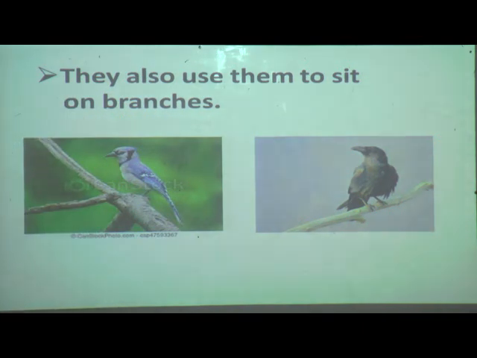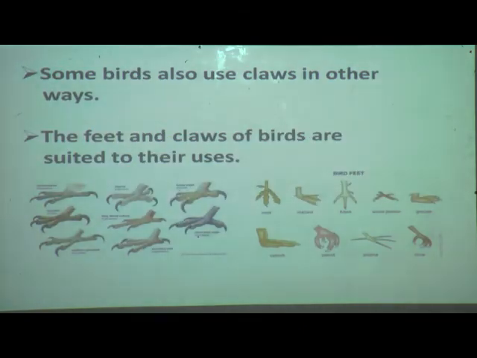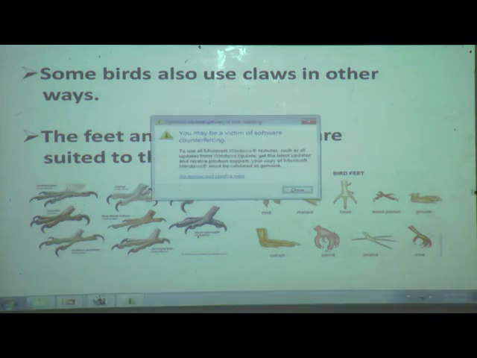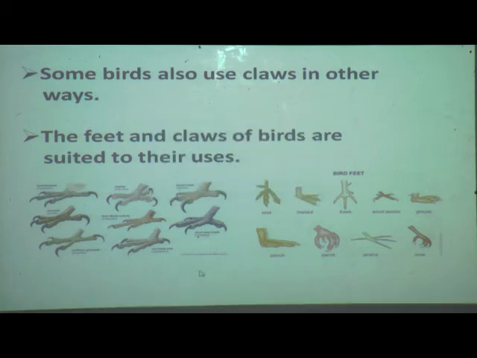Okay. So, they also use them to sit on the branches. What will they use? Feet. Now, some birds also use claws in other ways. Now, you understood what is meant by feet and claws, isn't it? Some birds use claws in other ways. We will see one by one.